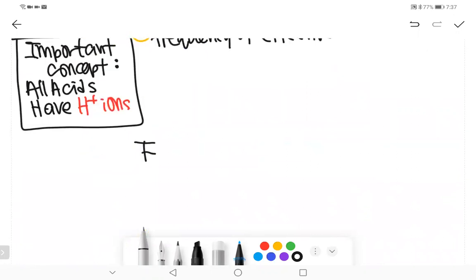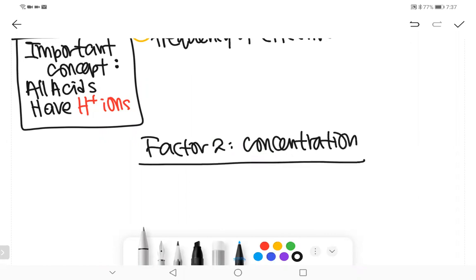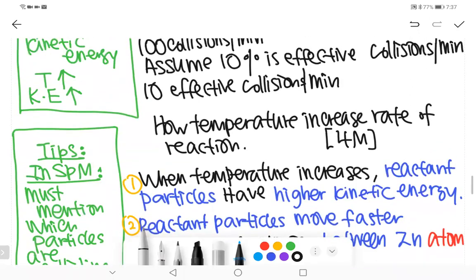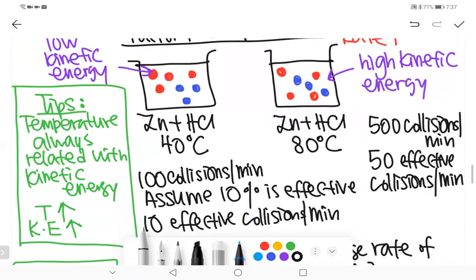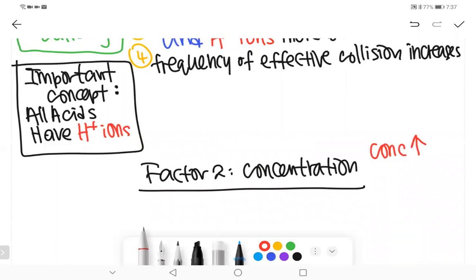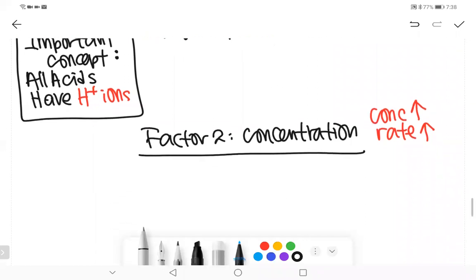Factor number 2 that we need to learn is called concentration. Concentration is another factor that can affect the rate of reaction. So the concept is when concentration increases, the rate of reaction increases. Concentration increases, reaction becomes faster. Why? Same thing, let us learn why when the concentration increases, the rate of reaction increases as well.